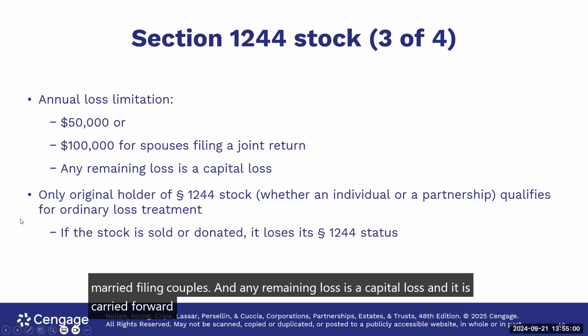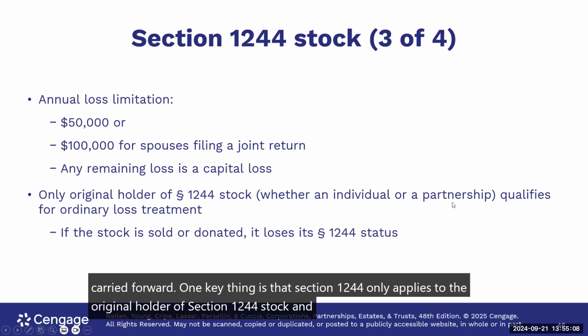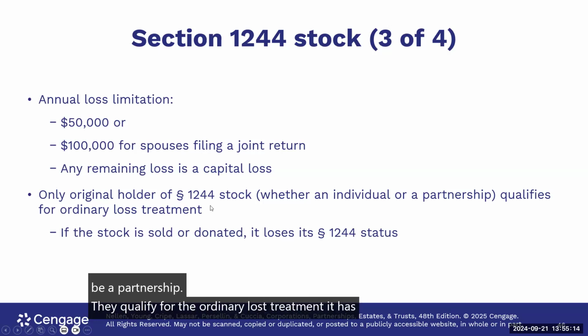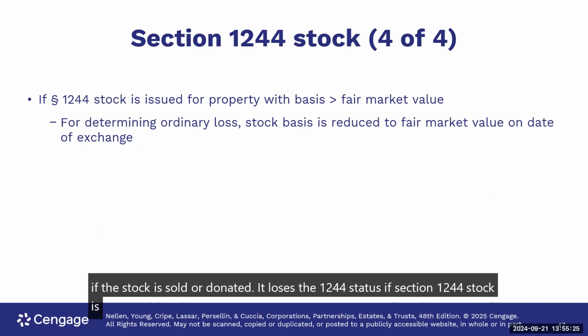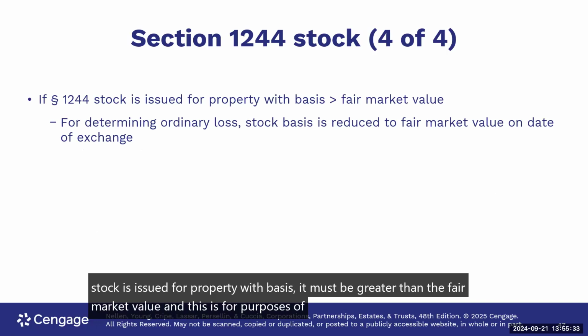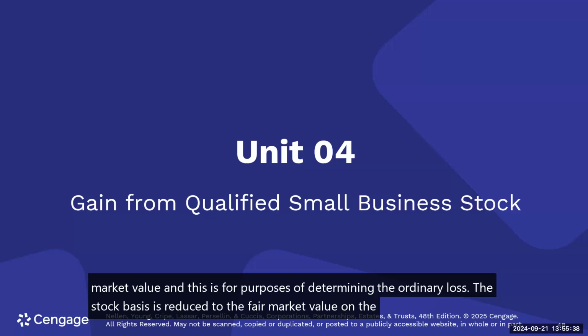One key thing is that Section 1244 only applies to the original holder of Section 1244 stock. This can be an individual, or it could be a partnership. They qualify for the ordinary loss treatment. It has to be the original holder. If the stock is sold or donated, it loses the 1244 status. If Section 1244 stock is issued for property with a basis greater than the fair market value, then for purposes of determining the ordinary loss, the stock basis is reduced to the fair market value on the date of the exchange.